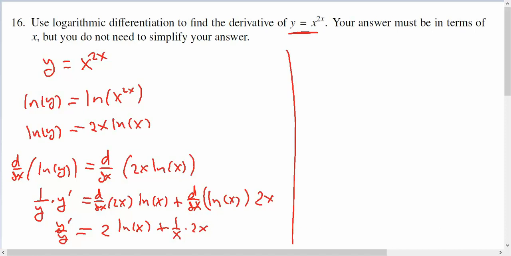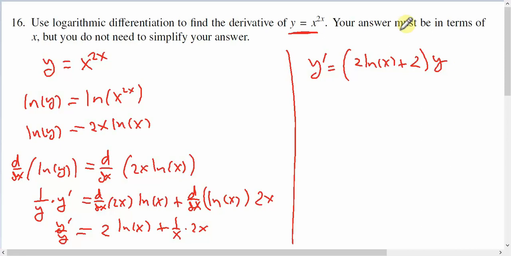And so what I get is y prime is going to be 2 natural log of x plus, well, here I'm going to have 2x over x, so that's going to cancel, just leaving the 2. The reason I wrote it as y prime is because I'm going to multiply through by y, and so there'll be a y there.